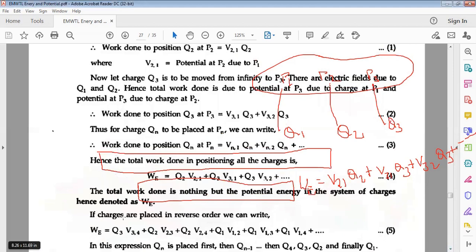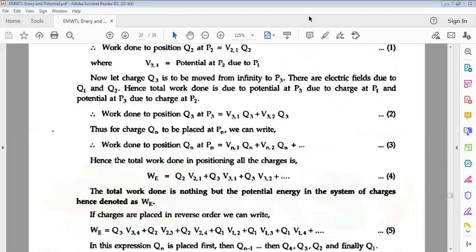Again, see, if the charges are placed in reverse order, we can write it as follows. Previously we assumed an empty space. First you place Q1 at position P1, then bring Q2 and place it at point P2, then bring Q3 and place it at position P3. Now you can continue the process in reverse order.